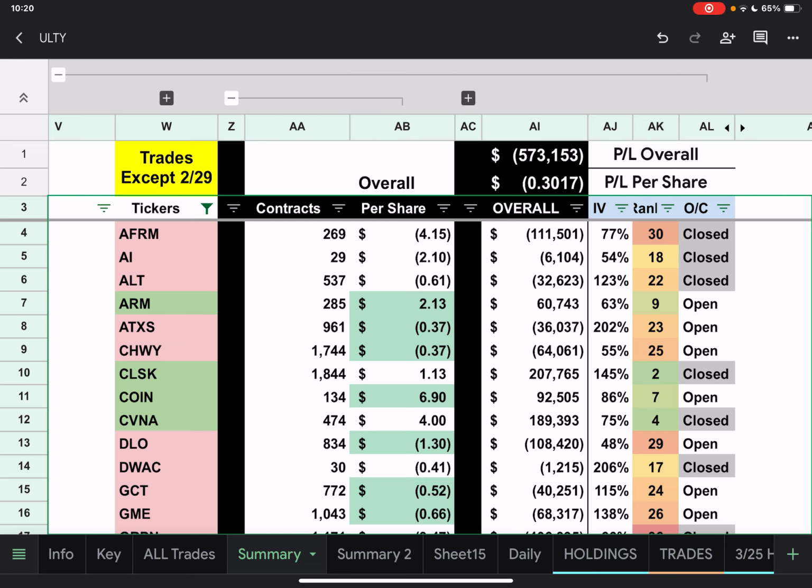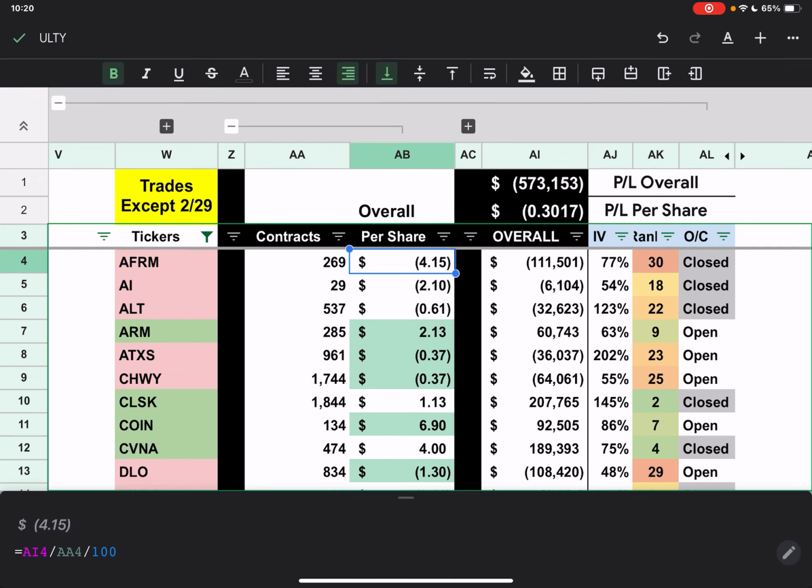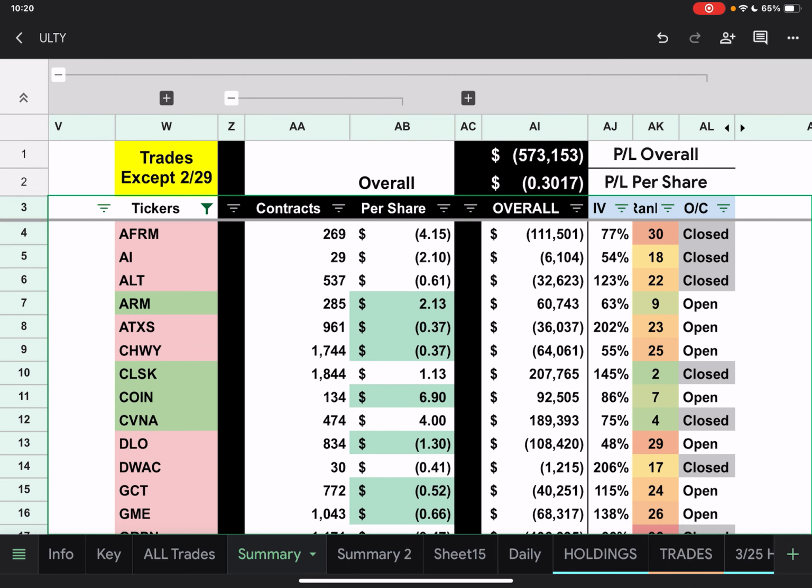So back to the 4.15 is what we were talking about here. We were taking the overall, dividing it by contracts, and then by 100 to make it per share. I could have just left it at per contract, but we usually do per share, so it would make more sense to see it per share. Otherwise, our minds might not like it that much, or at least mine wouldn't, because we never look at it like that.